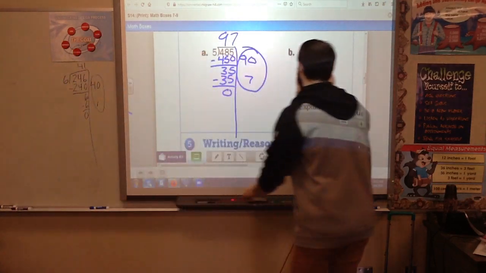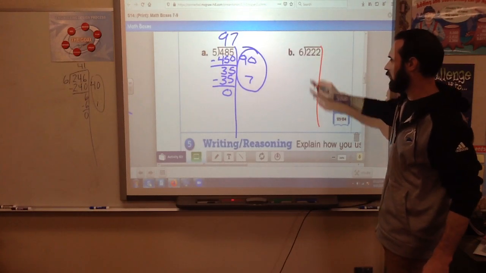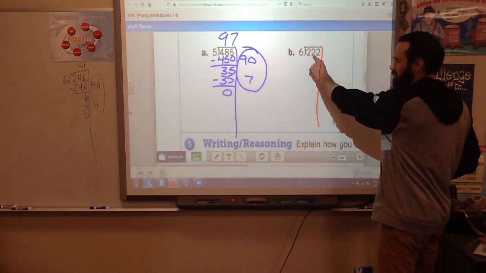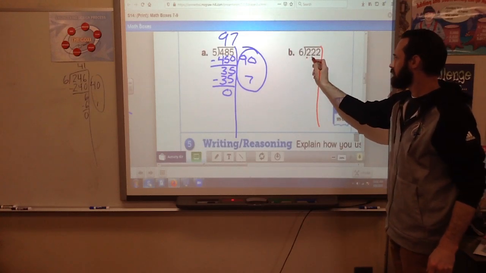Going over to do this side, I'm looking at how many 6s can go. It can't go into 2, so I'm going to look at the 22. The first 2 right here. Just those 2.